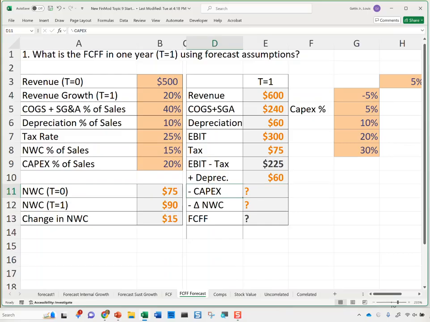I'm going to subtract CapEx. Notice it says minus CapEx, so I will put a negative sign in front of that. CapEx is a percentage of sales. Say on average, this company spends 20% of new sales in CapEx.